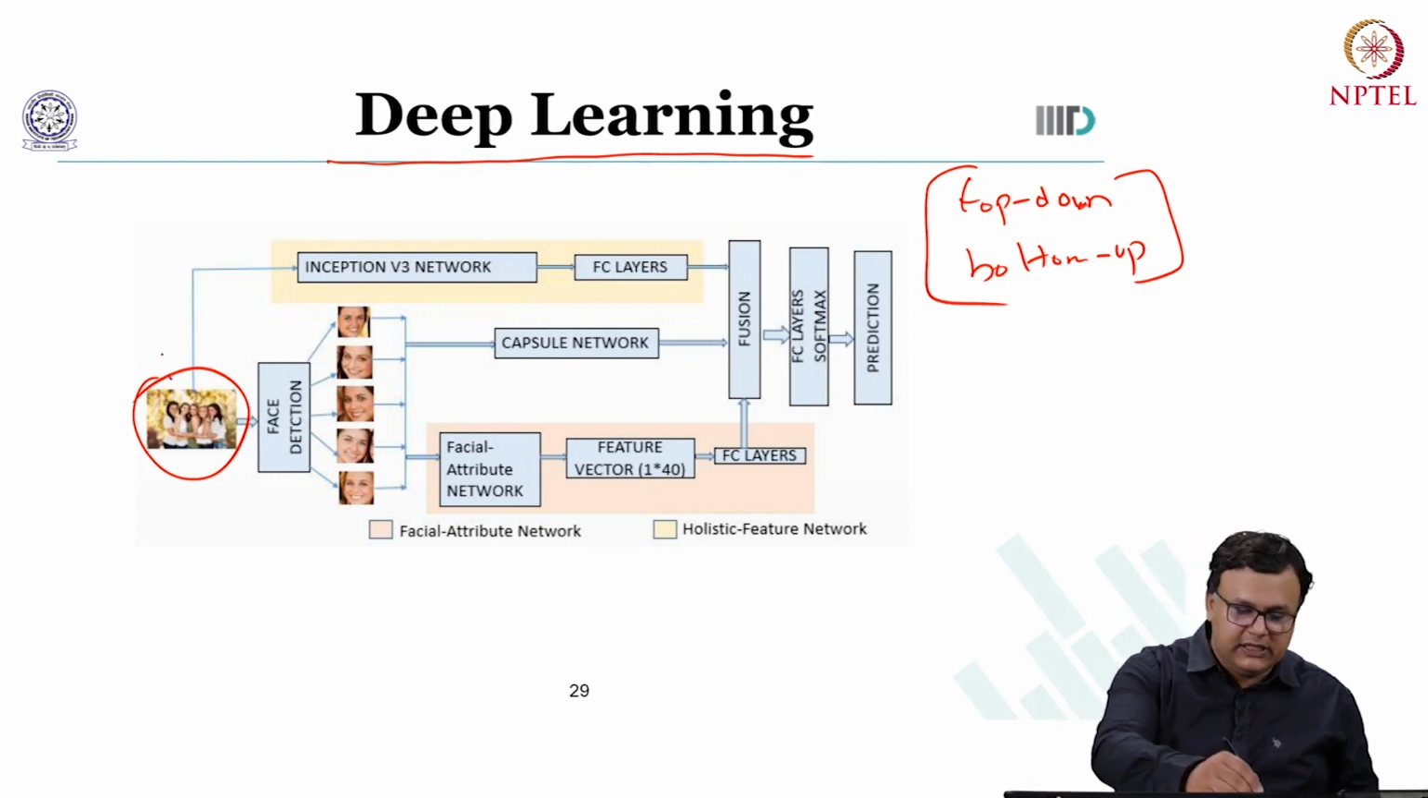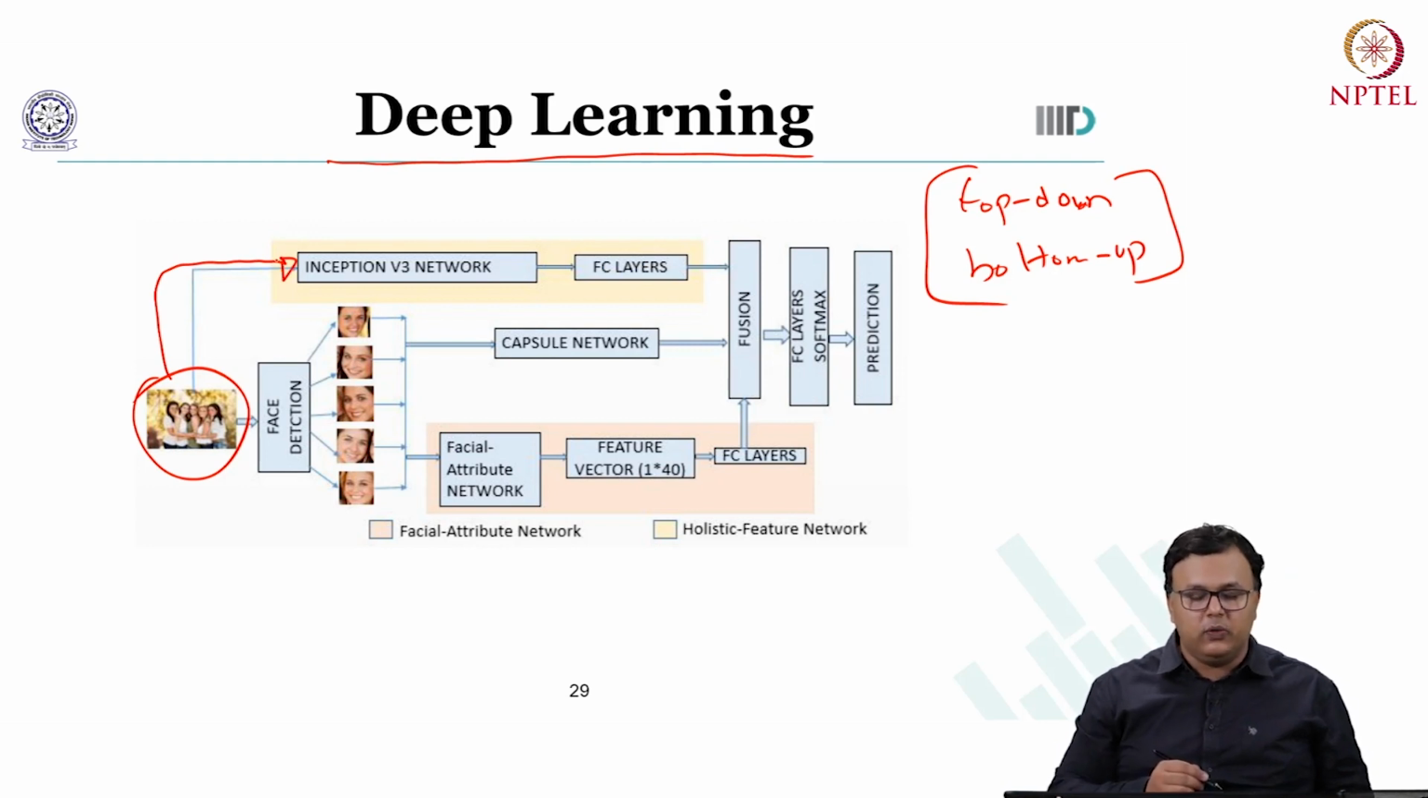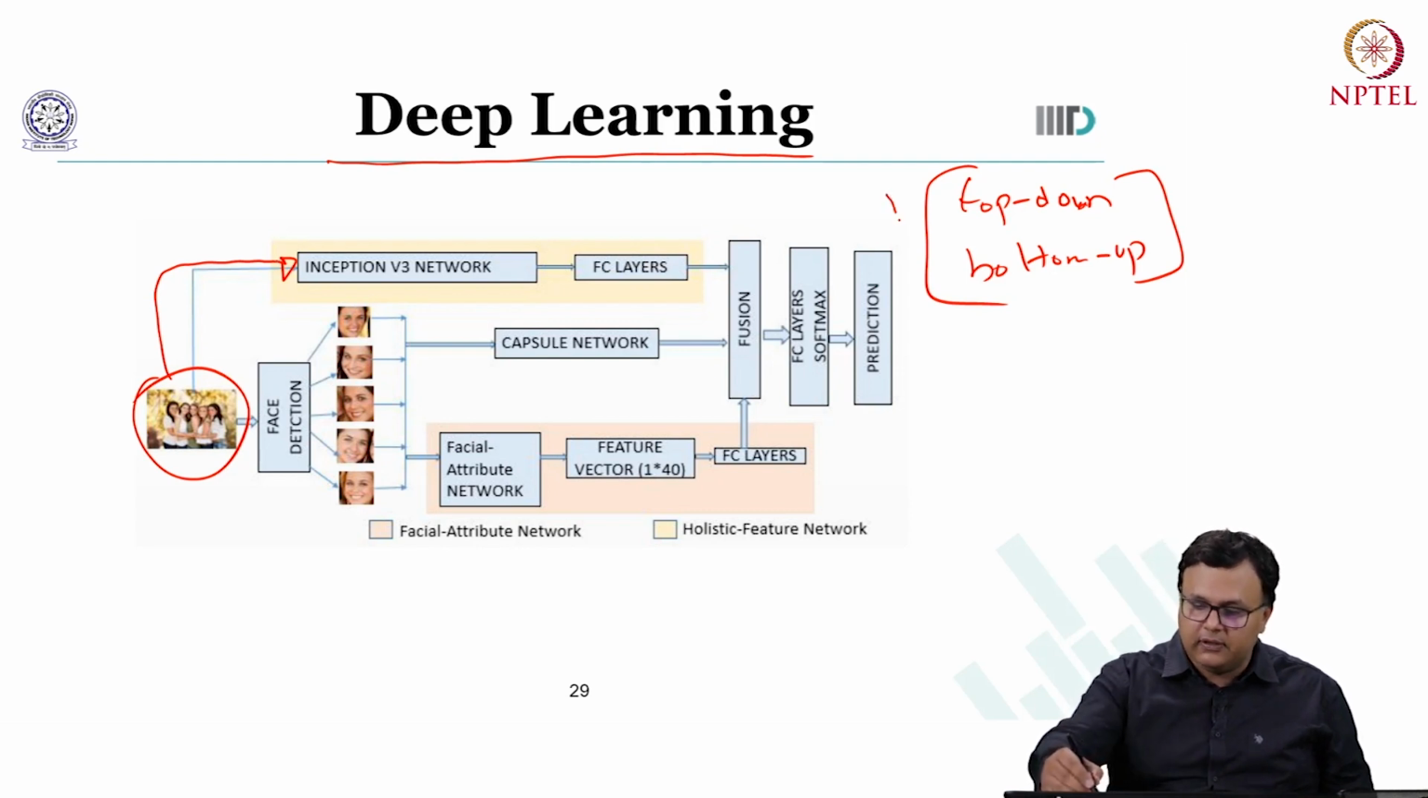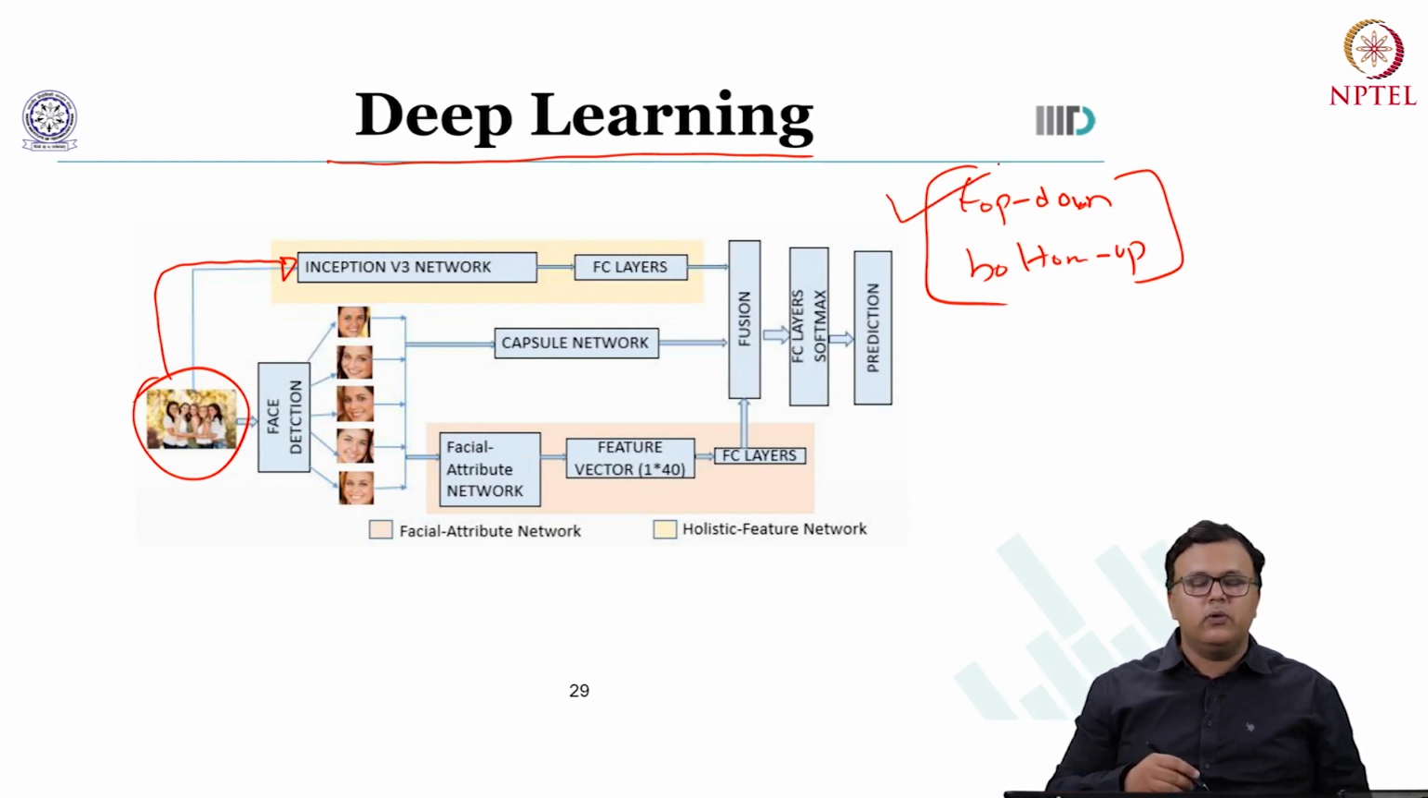So this pipeline takes the whole image as an input into a network. So in this case, this is the Inception V3 network, and this is actually taking care of the top down, right? So you're looking at the whole scene.